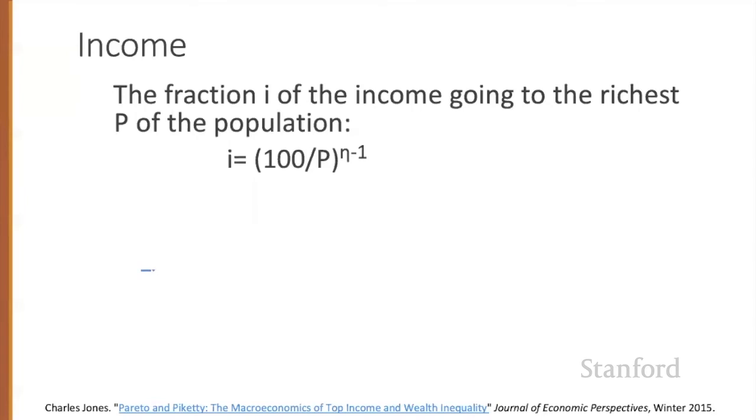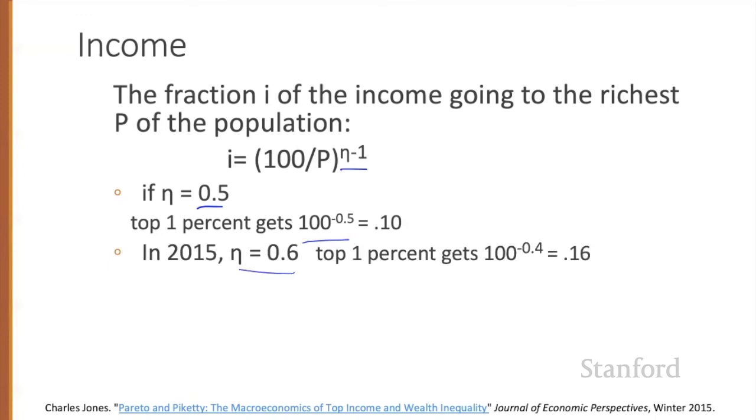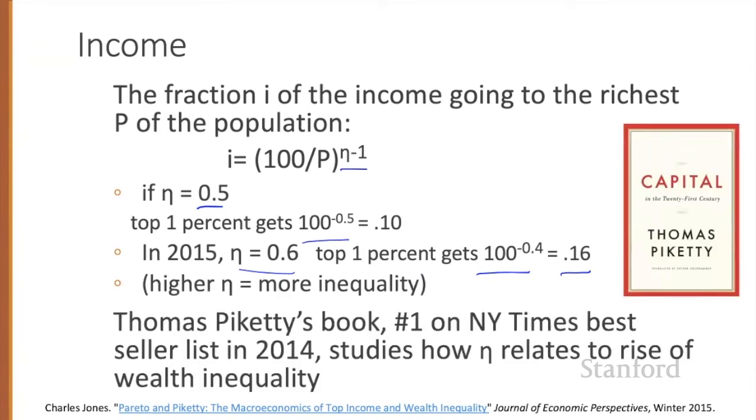The fraction I of income going to the richest P of the population is also a power law, usually expressed with the exponent eta minus 1. So if eta is 0.5, the top 1% gets 100 to the negative 0.5, or 10% of total income. In 2015, eta was 0.6, so the top 1% of the population got an even higher share, 16% of total income. So the higher eta is, the more inequality there is. Economist Thomas Piketty's book, which was number 1 on the New York Times bestseller list in 2014, studies exactly how eta relates to the rise of wealth inequality.